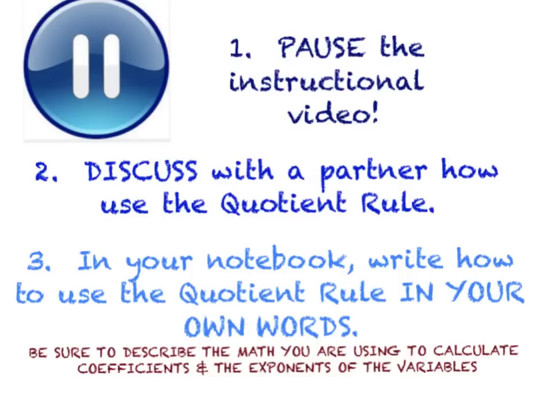You've seen this slide before and you know what to do. Pause the video, talk with a partner about the quotient rule, jot down the quotient rule in your own words, making sure to include directions on how to calculate the coefficients and the exponents of the variables. For this rule, you might want to talk about how do you know if the variable is going to be in the numerator or the denominator of your quotient.